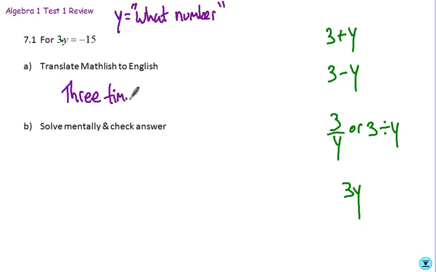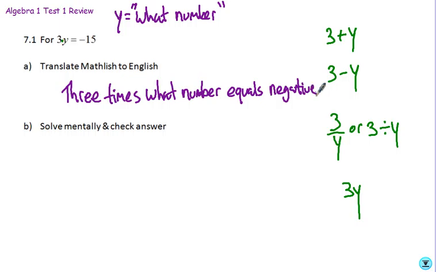So we know that means 3 times what number, our mystery number we're looking for, equals negative 15. All right. Well, what number times 3 would equal negative 15? Let's start by writing the question here. So let's say 3y equals negative 15. I'm thinking about, if I counted by 3's, how many times would it take me to get to 15? So let me count. 3, 6, 9, 12, 15.